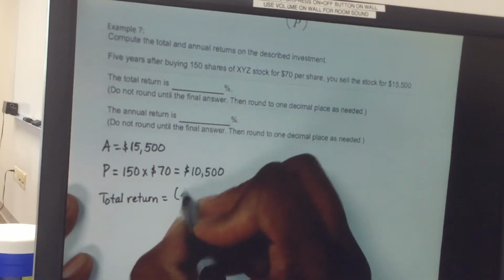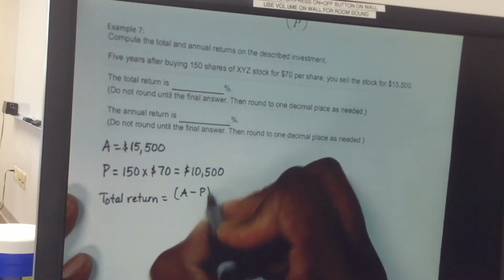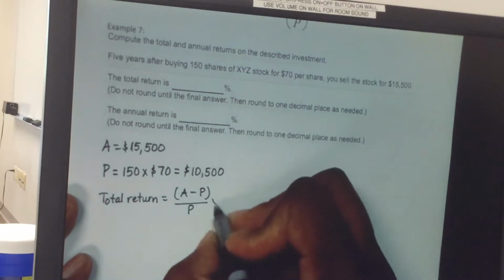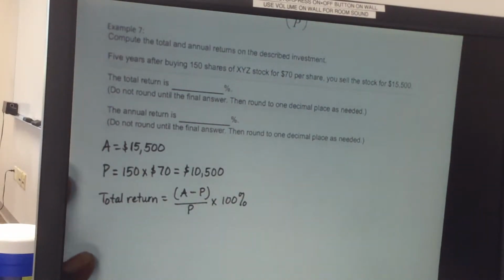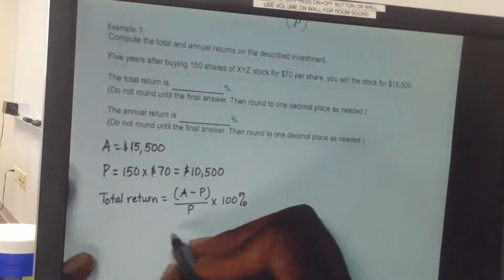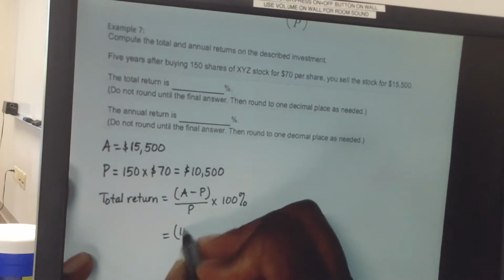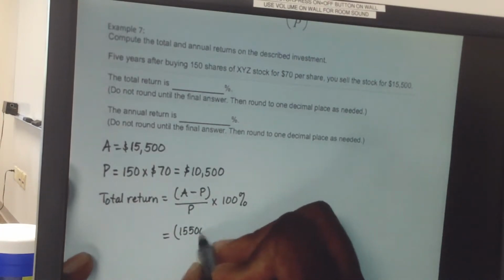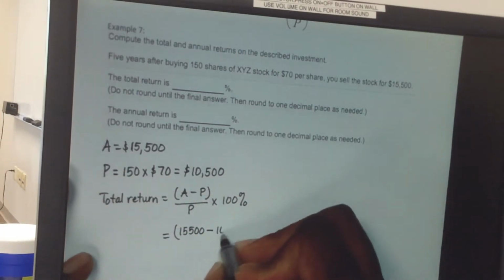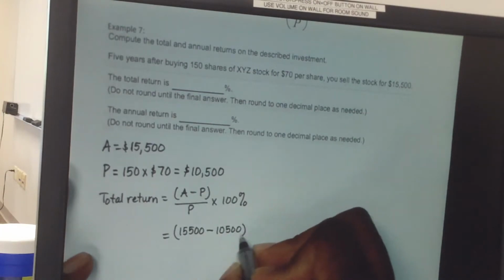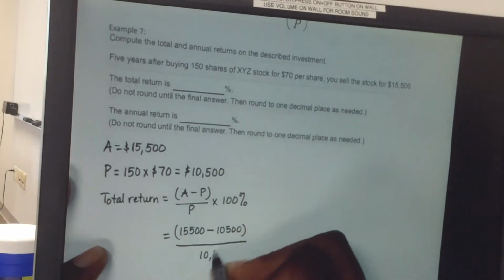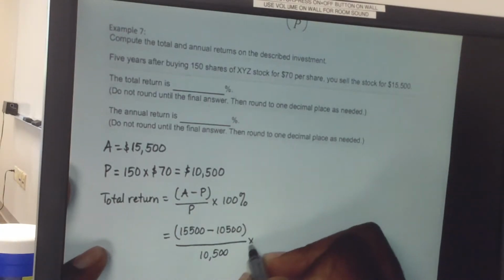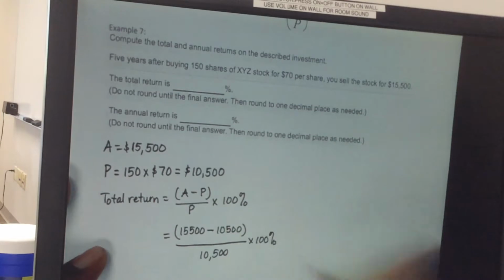Your total return is this formula: A minus P, divided by P, multiplied by 100%. So in this case, your total return is going to be A, which is $15,500, minus the P, which is $10,500. That's going to be divided by the P, which is again 10,500, times 100%.